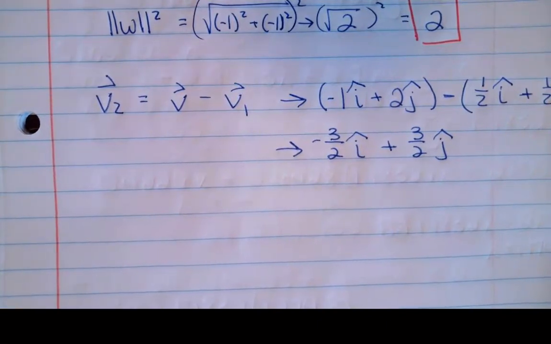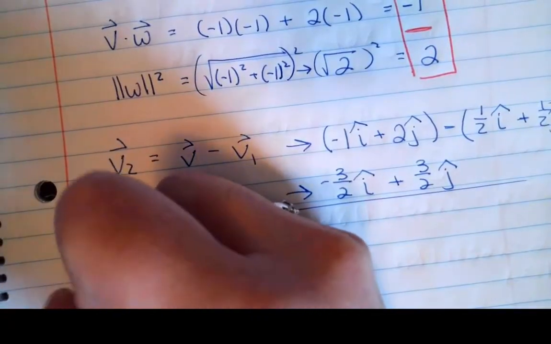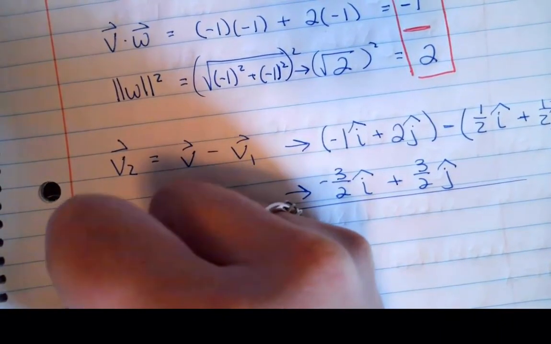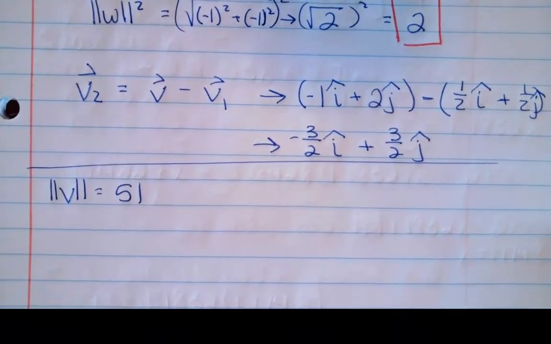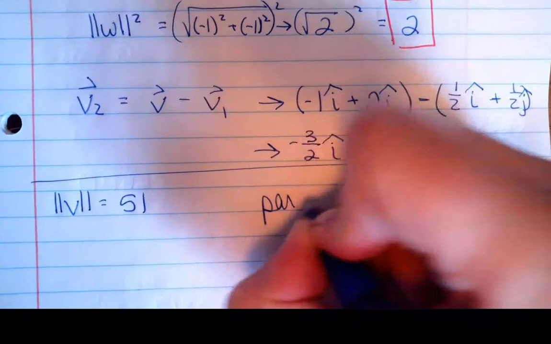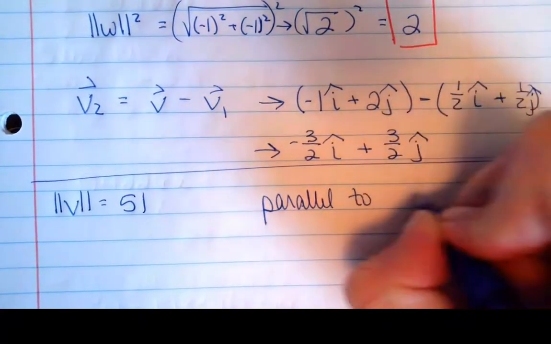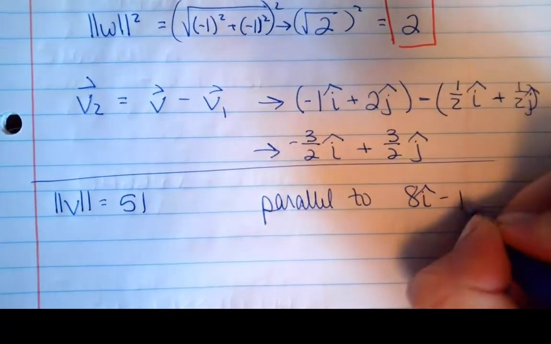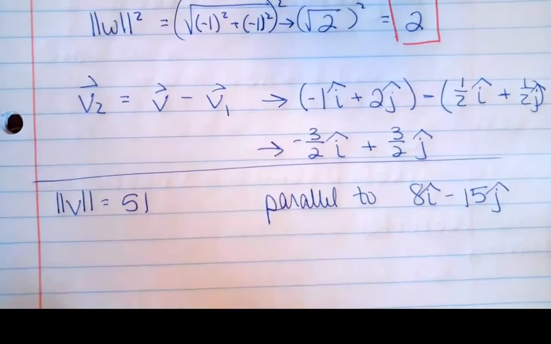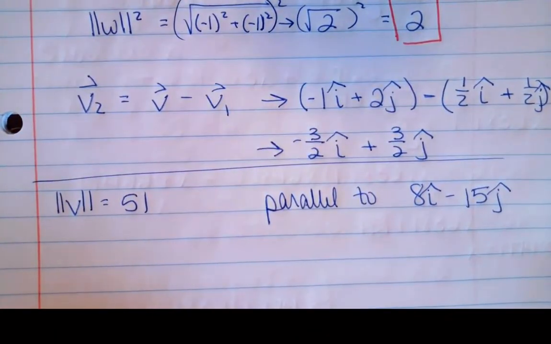So what I have is given, I want to find a vector that has a magnitude of 51. Okay, so I want to find this vector. I don't know what it is yet. And I want it to be parallel to 8i minus 15j, which means they're moving in the same direction. Okay, they will be scalar multiples of one another.